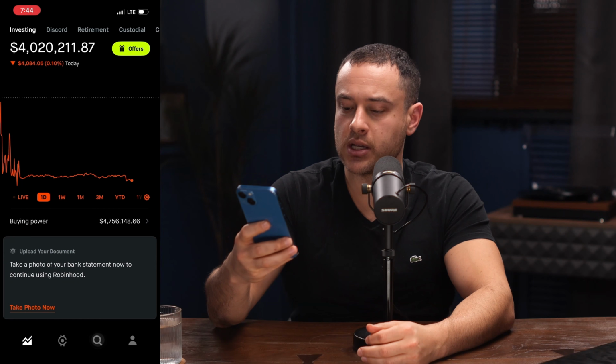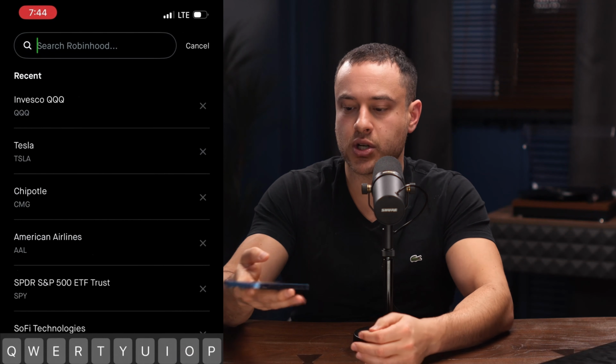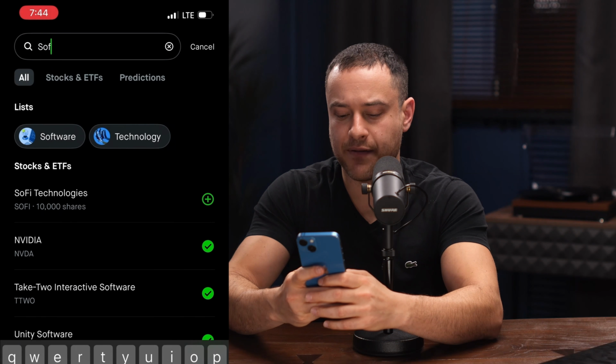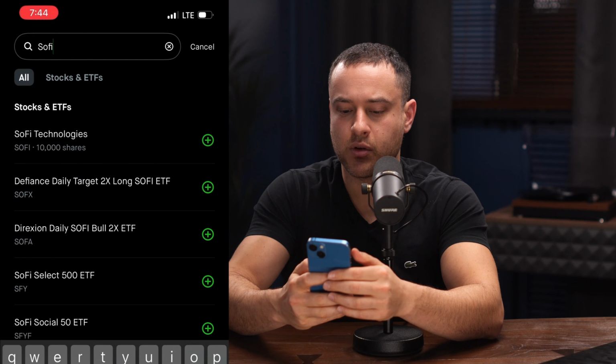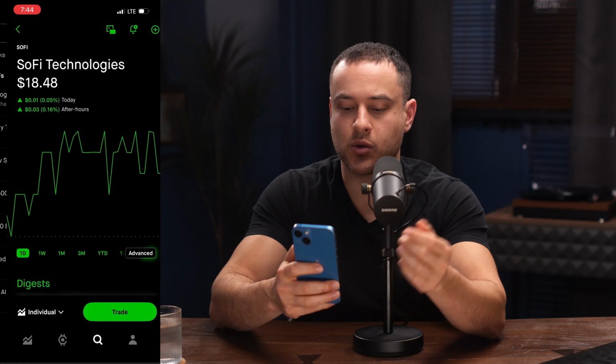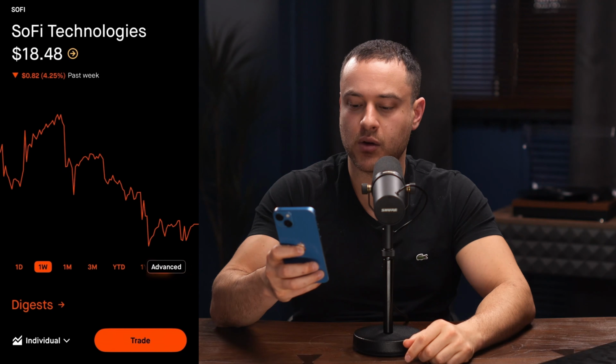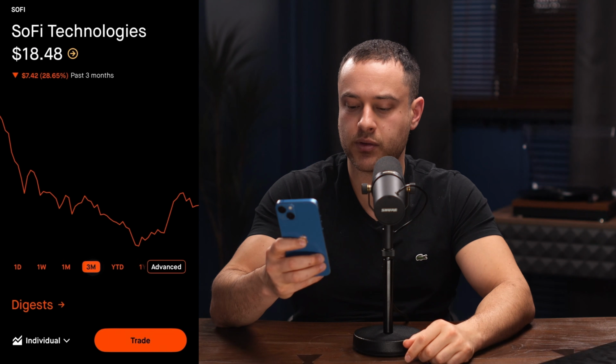So first thing I'm going to do is click here on the bottom right. I'm going to pick this magnifying glass, and in the search, I'm going to type in SOFI. Now, you can go for this stock or really any stock. The search bar is how you search for a company. So once I click here, you'll see that I have a basic screen with a stock. I can go over the results, week, month, 3 months, etc.